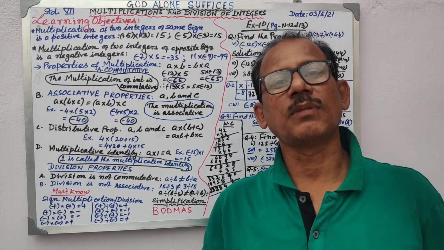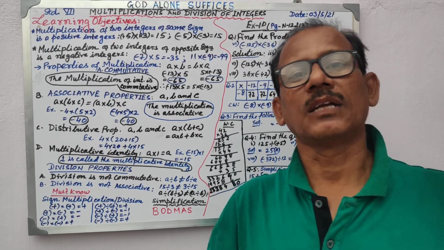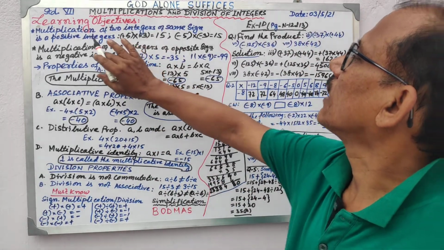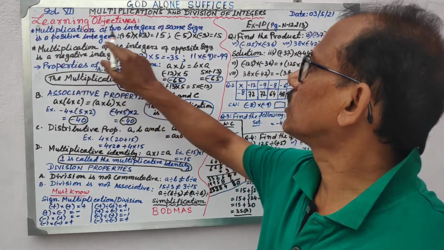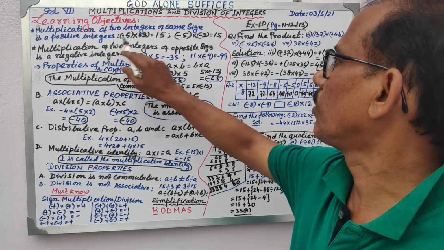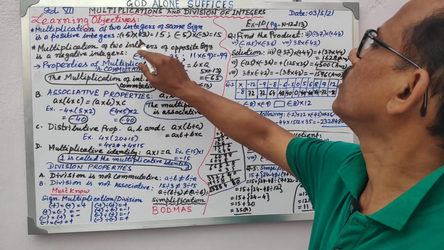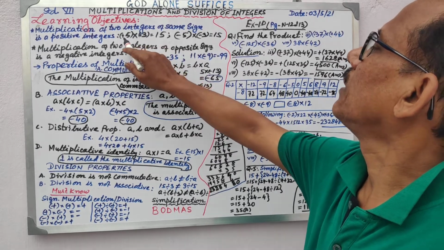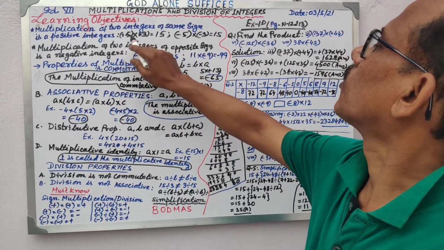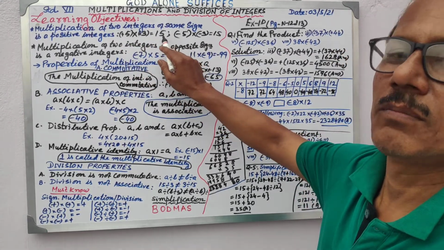A positive integer multiplied with a positive integer will be positive. A negative integer multiplied with a negative integer will be positive. That is what we can take as the law: multiplication of two integers of the same sign, the result will be a positive integer. Take an example. Plus 5 multiplied with plus 3. The multiplicand is plus 5, here the multiplier is plus 3. Both are positive integers, then the product will be plus, plus multiplied by plus is plus only.